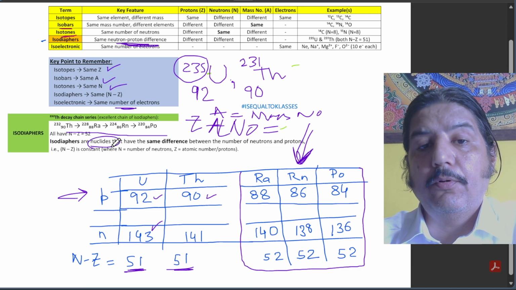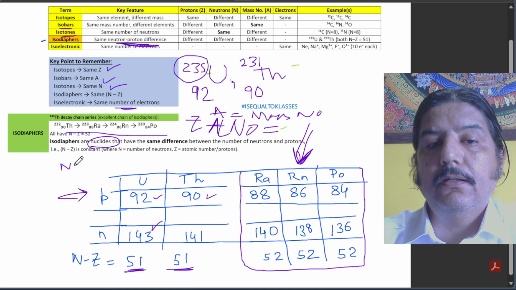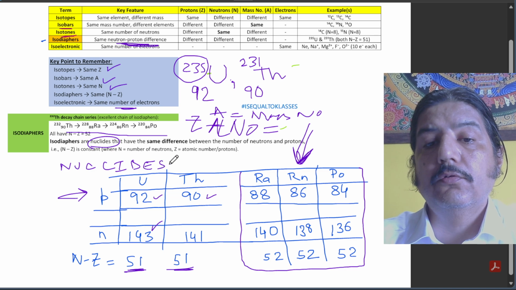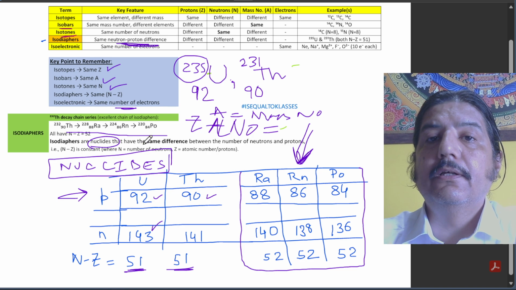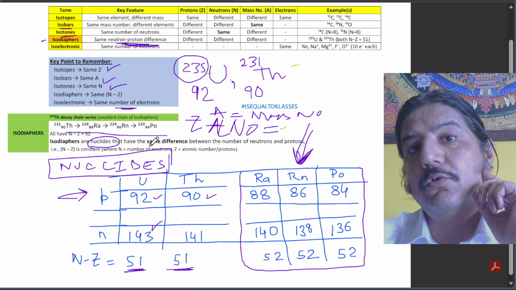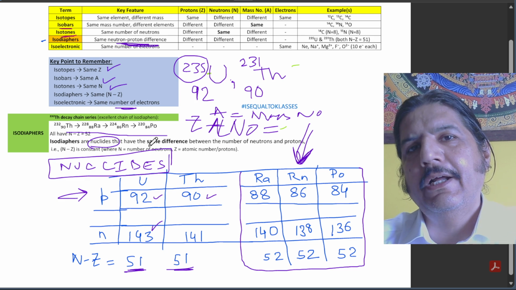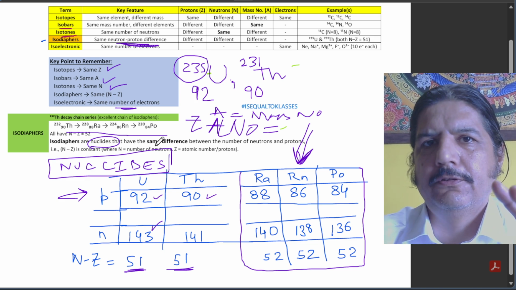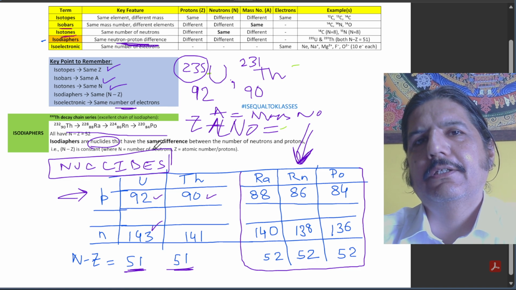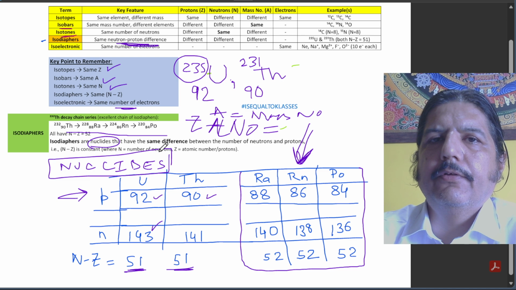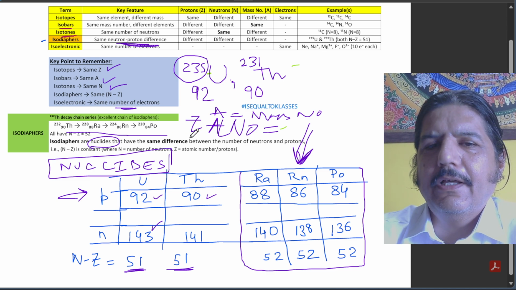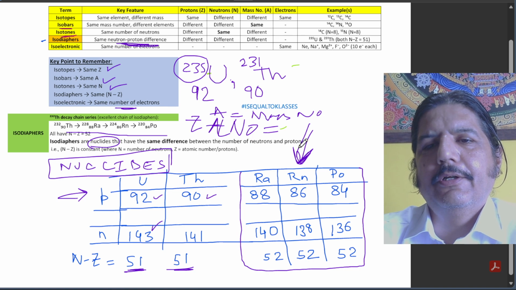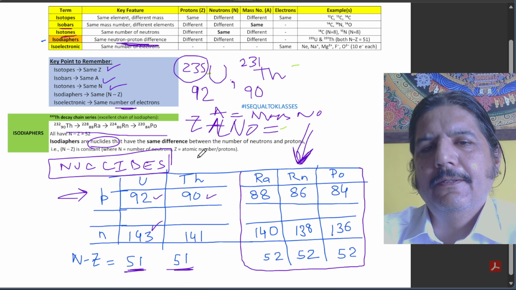There is another important term which is usually mentioned in the books. Please don't confuse this: nucleides. Nucleides are the entities which reside in the nucleus. We know protons and neutrons reside in the nucleus. So whenever you see the term nucleide, it means they are referring to neutrons and protons. So isodiaphers are nucleides that have the same difference between the number of neutrons and protons. N minus Z is constant.